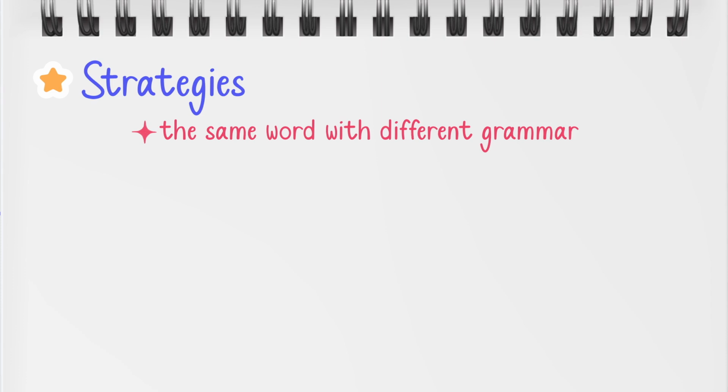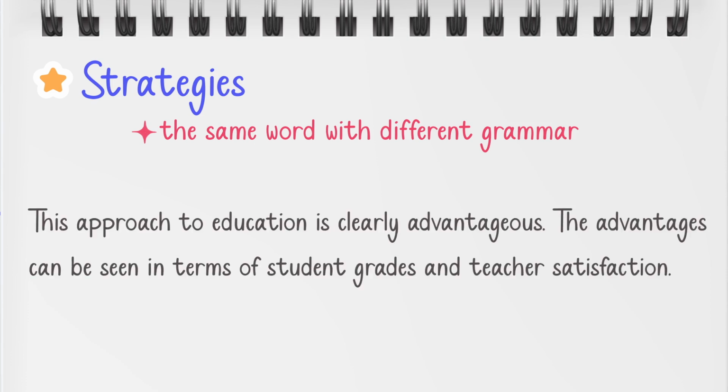Another way that we can avoid repeating words is the same word with different grammar. So what does it mean? Let's take a look at these two examples. This approach to education is clearly advantageous. So advantageous is the word that we have. It's an adjective. Now, what I'm going to do here is to use the same word, but with a different grammar. As we had the adjective advantageous, now I'm going to use the noun. The advantages can be seen in terms of student grades and teacher satisfaction.